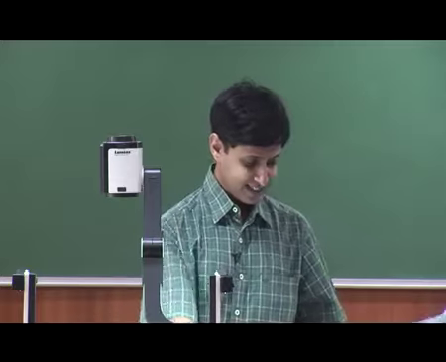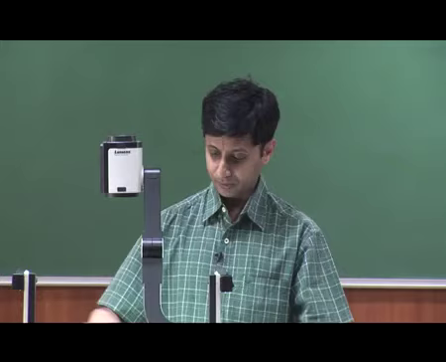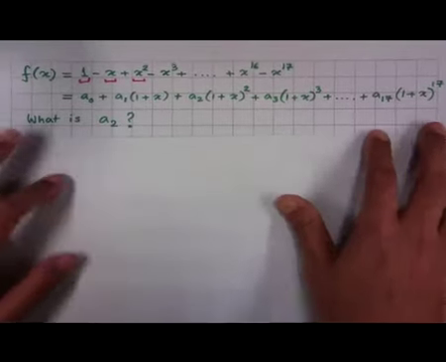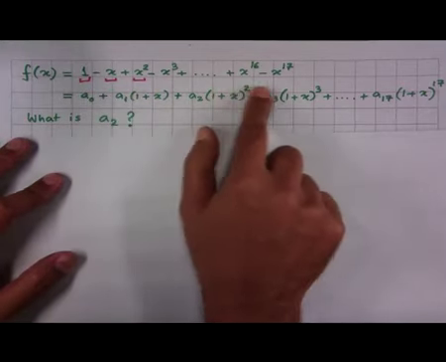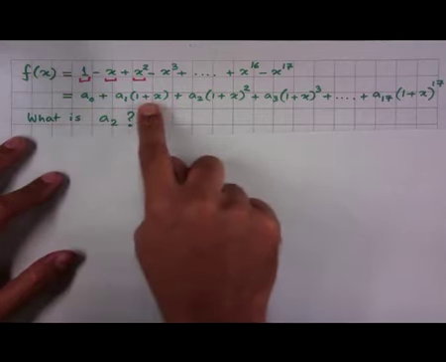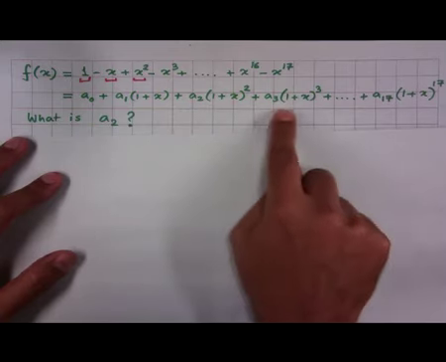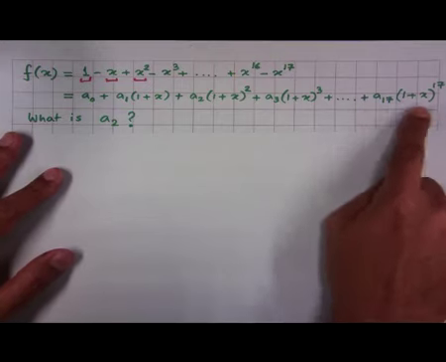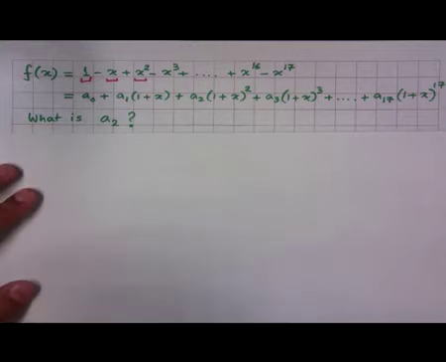Now, in the last lecture we were looking at a particular problem. This was our problem that we were working on. f(x) = 1 - x + x^2 - x^3 + ... + x^16 - x^17, which is equal to a0 + a1 times (1 + x) + a2 times (1 + x)^2 + a3 times (1 + x)^3 + all the way till a17 times (1 + x)^17. And the question was, what is a2?